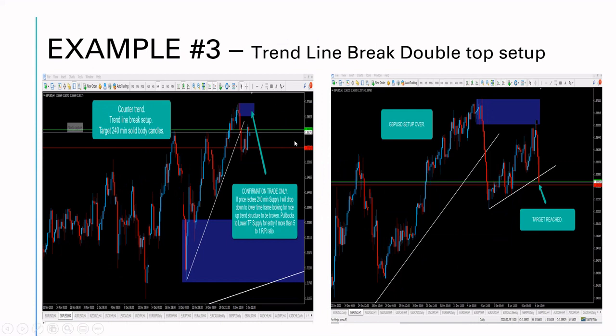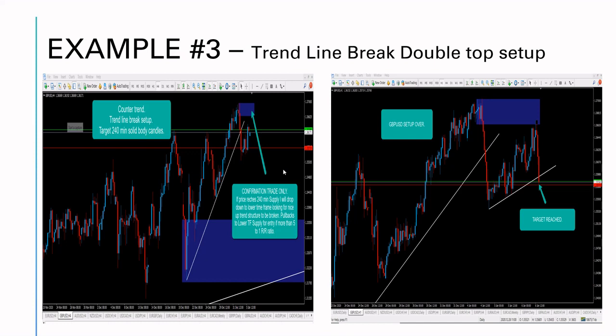I posted this before on my Facebook page to keep an eye out on this, and I would have had a set and forget up in this extreme. I wouldn't have made entry. Price broke the trend line of an ABE setup. Here's my target area, pointed this one out, confirmation trade only if price reaches 240 minutes supply.